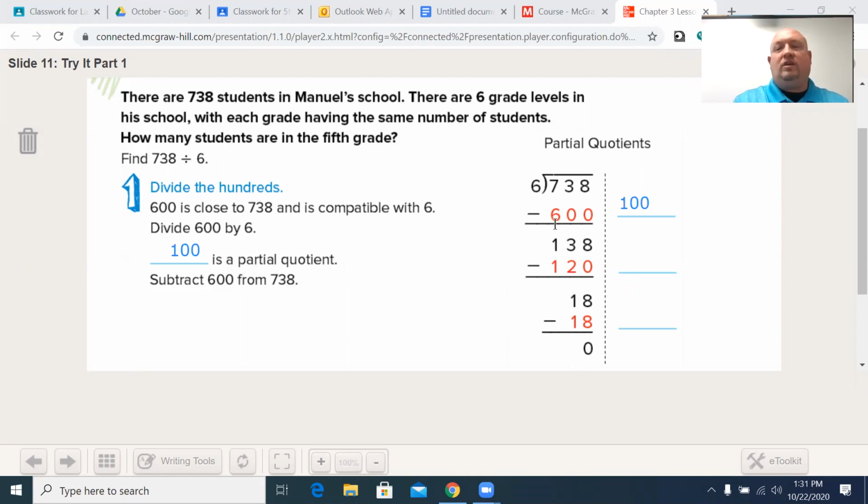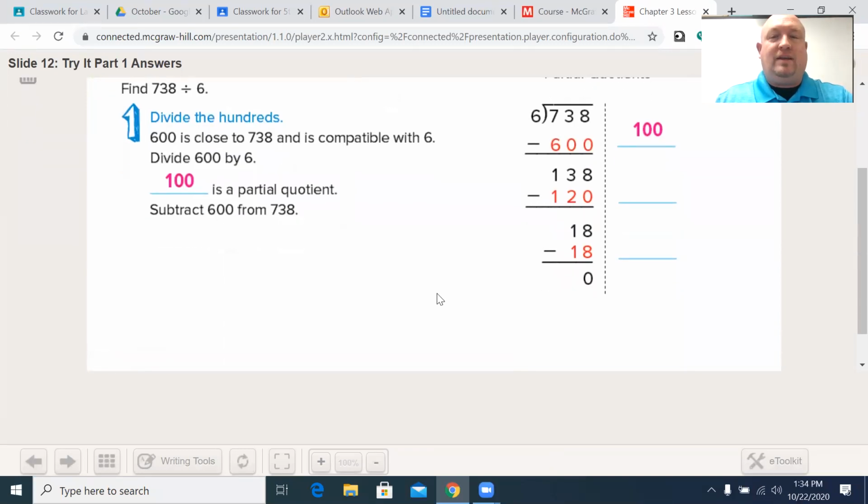So we subtract just like you would normally, and you have 138. At this point, we're no longer dealing with 738. So if you've had this written down, we'll move on into the next part. So now that we've divided the 100, you see we wrote the 100 in there. There's your answer.